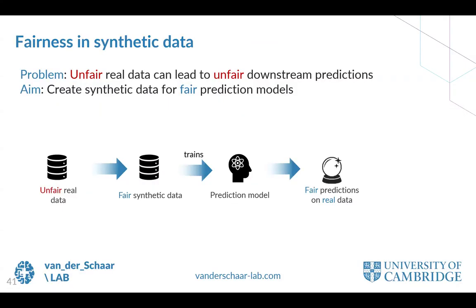Another example we want to look at is about generating fair synthetic data. Of course, fairness in the data set will have impact on the fairness of downstream predictions. And the goal is to generate synthetic data that enables fair prediction models. So basically, in this example, we consider a particular workflow where the unfair real data is translated into a fair version of synthetic data, which is then used to train prediction models and generate predictions.